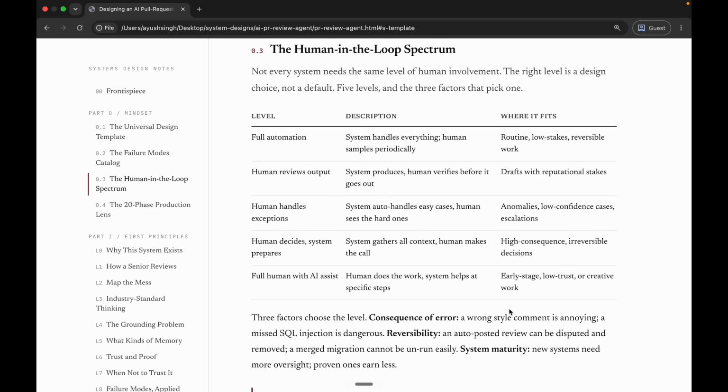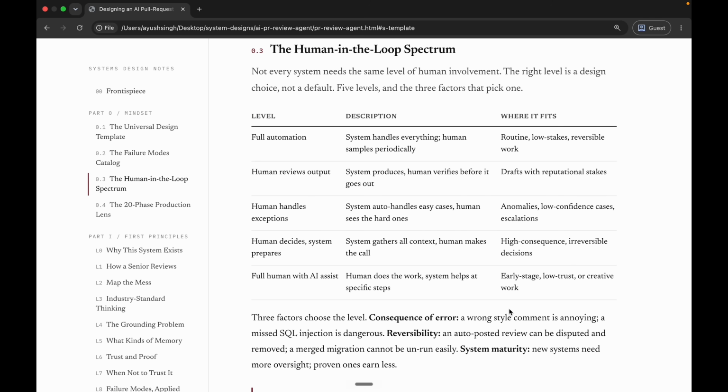If it is human reviews output, the system produces and the human verifies it before it goes out, which means we're dealing with reputational stakes. So it just makes a draft, does not send it, and waits for the feedback. Human handles the exception is the one we're going to use in our system: the system handles the easy cases and the human sees the hard ones, for example anomalies or low confidence. Human decides and system prepares: the system gets all the context and then the human makes the call.